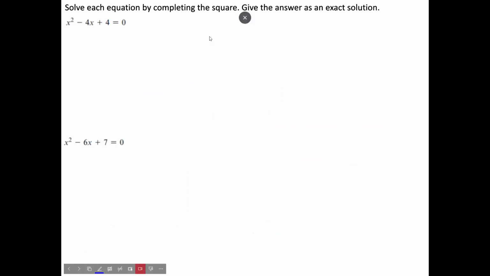Solve each equation by completing the square, give the answer as an exact solution. So what I have, 2 squared, and here I have 2 times x. So x minus 2 squared equals 0, right? So x1,2 is 2. It's a double solution.